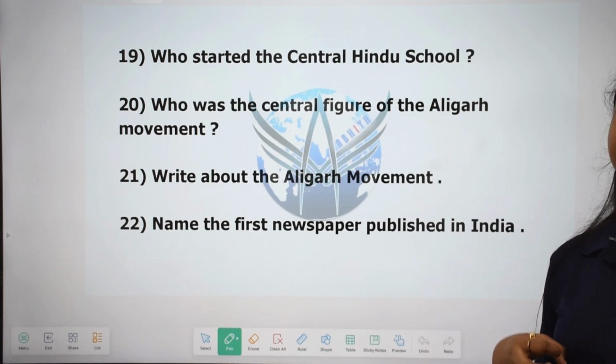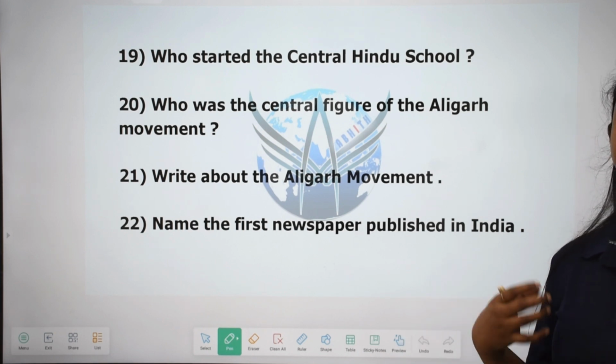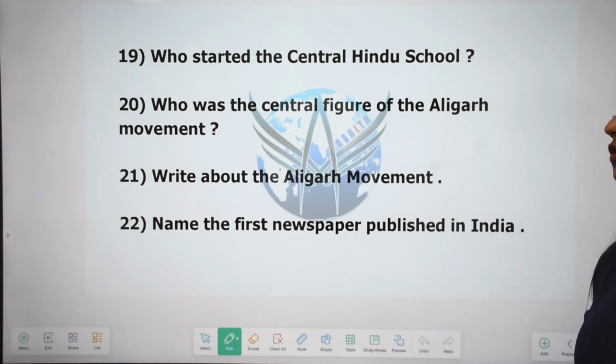And Sir Syed Ahmed Khan believed that we can bring reforms, we can reform society, we can bring renovation and reform among our people when we take education, right? So he thought education is the most powerful or important weapon to bring about reformation in the society.